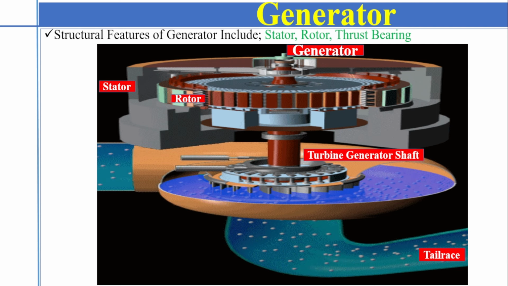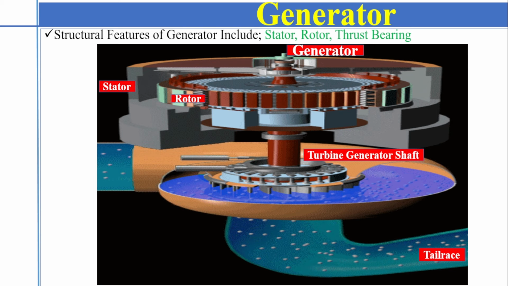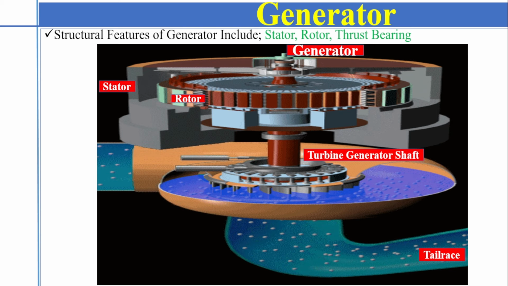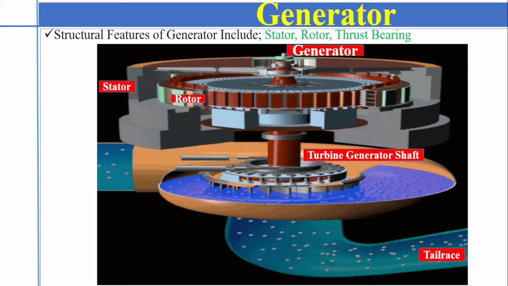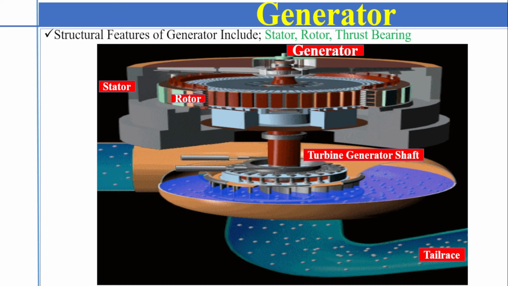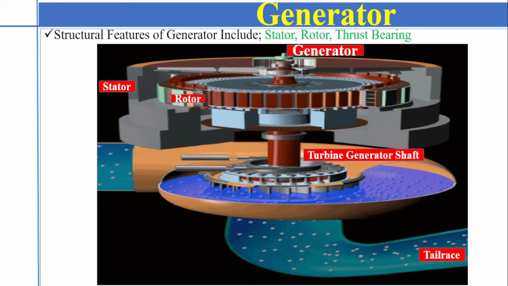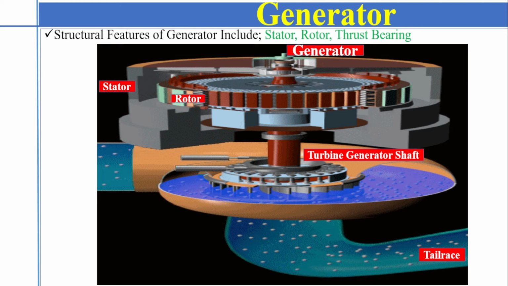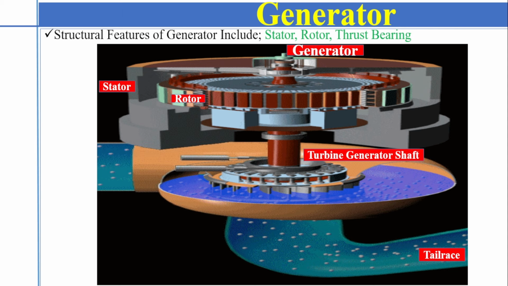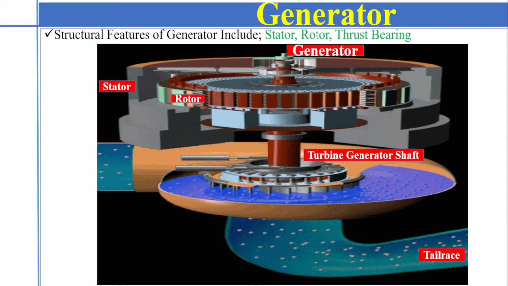Structure features of the generator include stator, rotor, thrust bearing. The main function of a turbine is to convert hydraulic energy to mechanical energy, while the generator converts mechanical energy to electrical energy. As you see, the turbine and generator are coupled with a shaft, the turbine generator shaft.